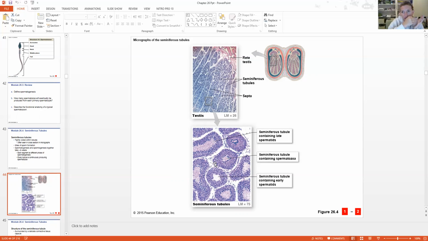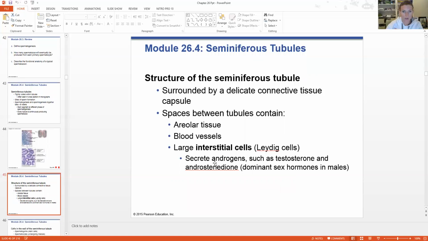They're going to be pushed along through the seminiferous tubules into the straight tubule, the rete testes, and the epididymis. The seminiferous tubules are surrounded by lots of connective tissue. There are spaces between the tubules that contain blood vessels and areolar connective tissue, as well as interstitial cells, which are also called Leydig cells. These cells are there to secrete hormones like androgens and testosterone, basically to fuel sperm development.